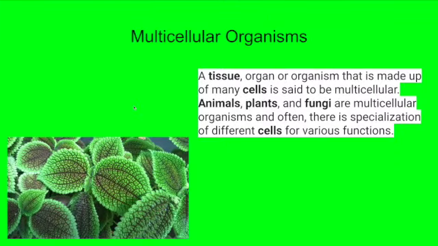All right, multicellular organisms. So this would be a group of cells. This group can create tissue, and that tissue can create organs, or the entire organism together. So this would be your animals, plants, fungus. They're multicellular, and often there's specialization for different cells with various functions. So within our body, we have all these different types of cells, and they all have to function, and they all have a specific purpose in order to create us as a living being.